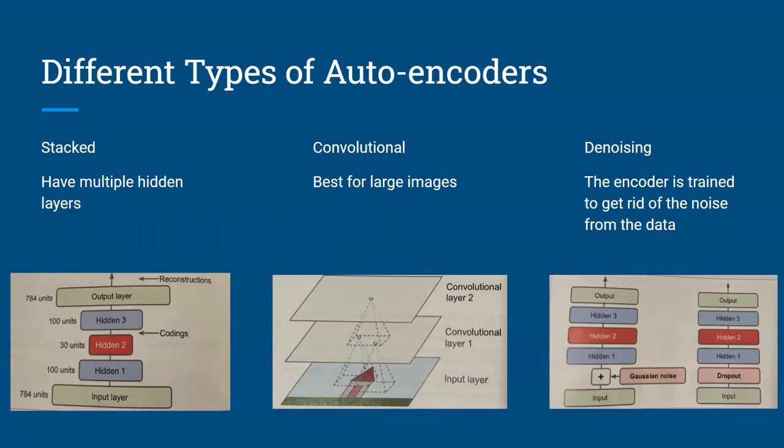All three are really good for images, but when it comes to images that have large sizes, a convolutional autoencoder works best. A denoising autoencoder is used on images if there are missing or blocked portions of your images. The denoising autoencoder actually recreates the missing or blocked image.